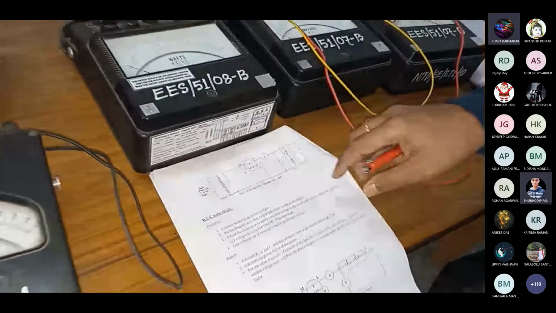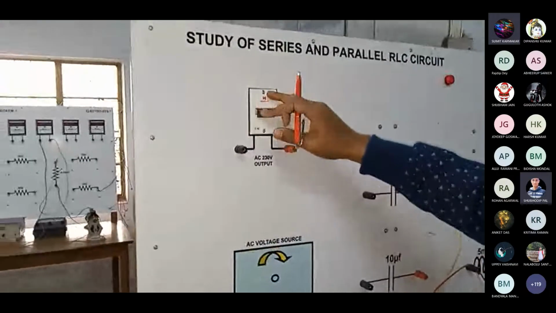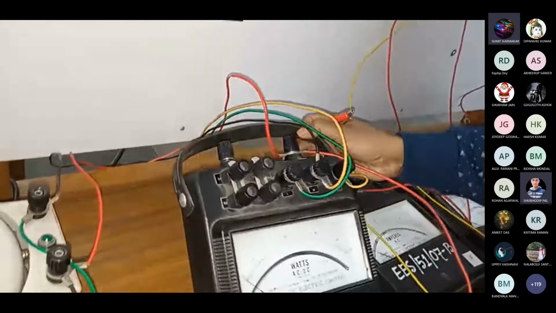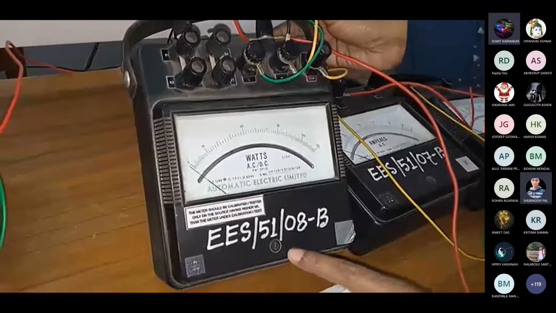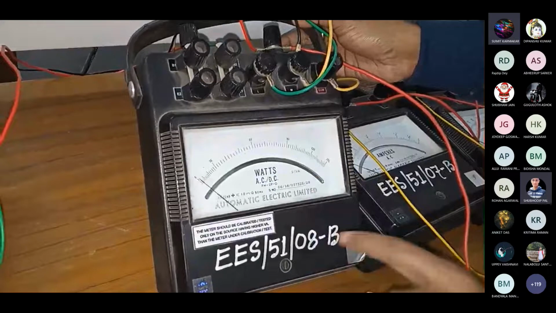So let us look into this, okay? For the time being, let us switch it on. So you can understand, this is the watt meter, right? Automatic Electric Limited, this is the company. You can see 50 hertz, AC/DC. In both cases, we can use this, right? We are using it for AC power.